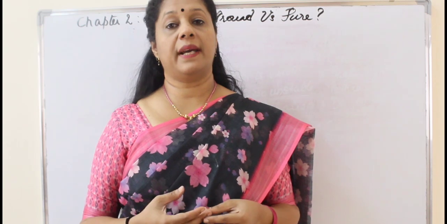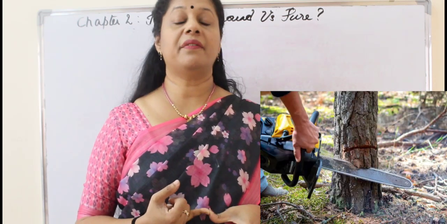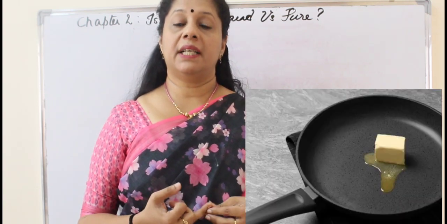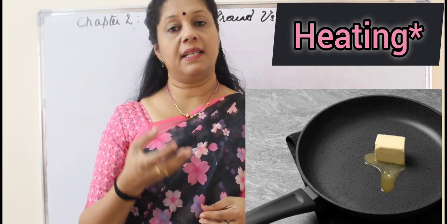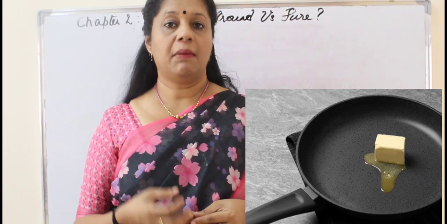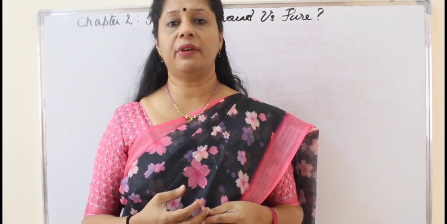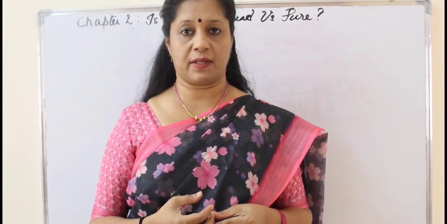Here are a few examples given in your textbook. First is the cutting of a tree. Cutting of a tree is a physical process. Or think about heating a piece of butter in a pan. You know that when you heat butter in a pan, it is just melting from solid to liquid. But if you cool it down again, it solidifies. And we are not getting a new substance with a different property. So it is also a physical process.